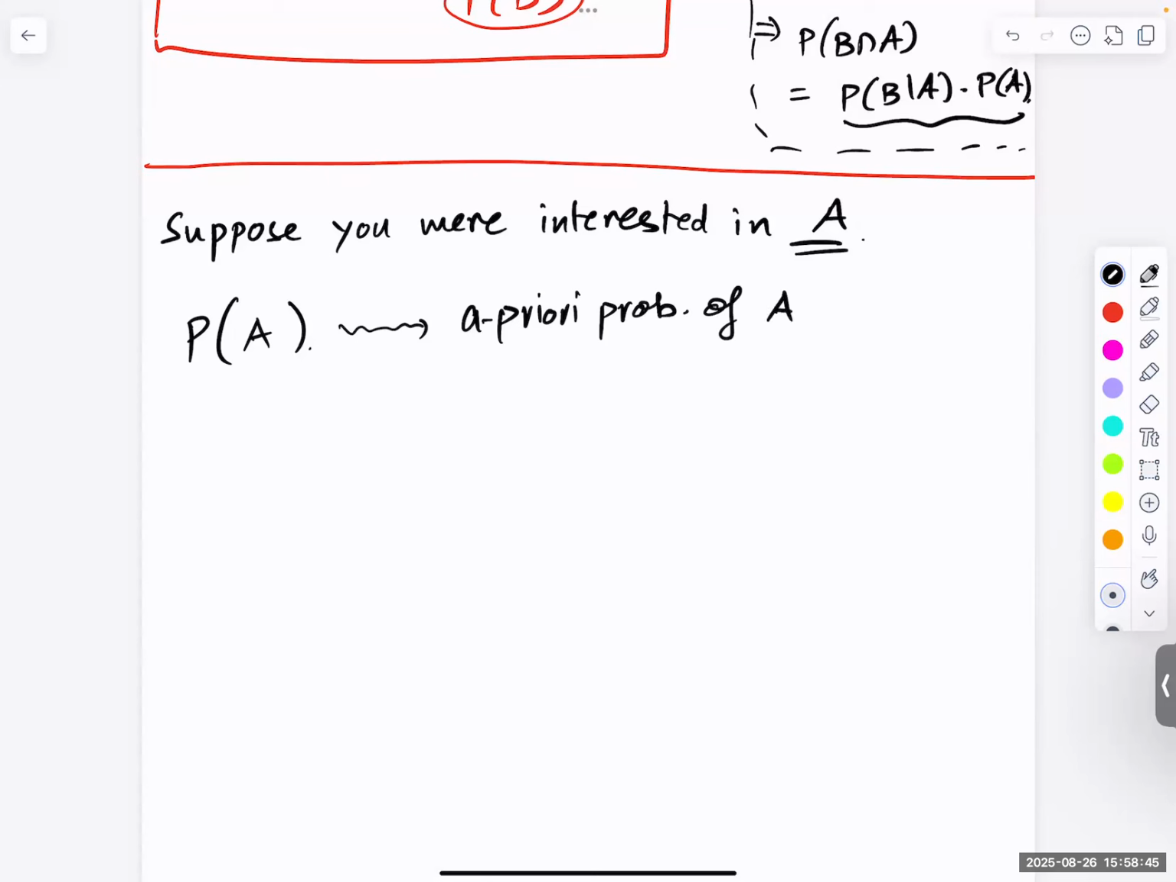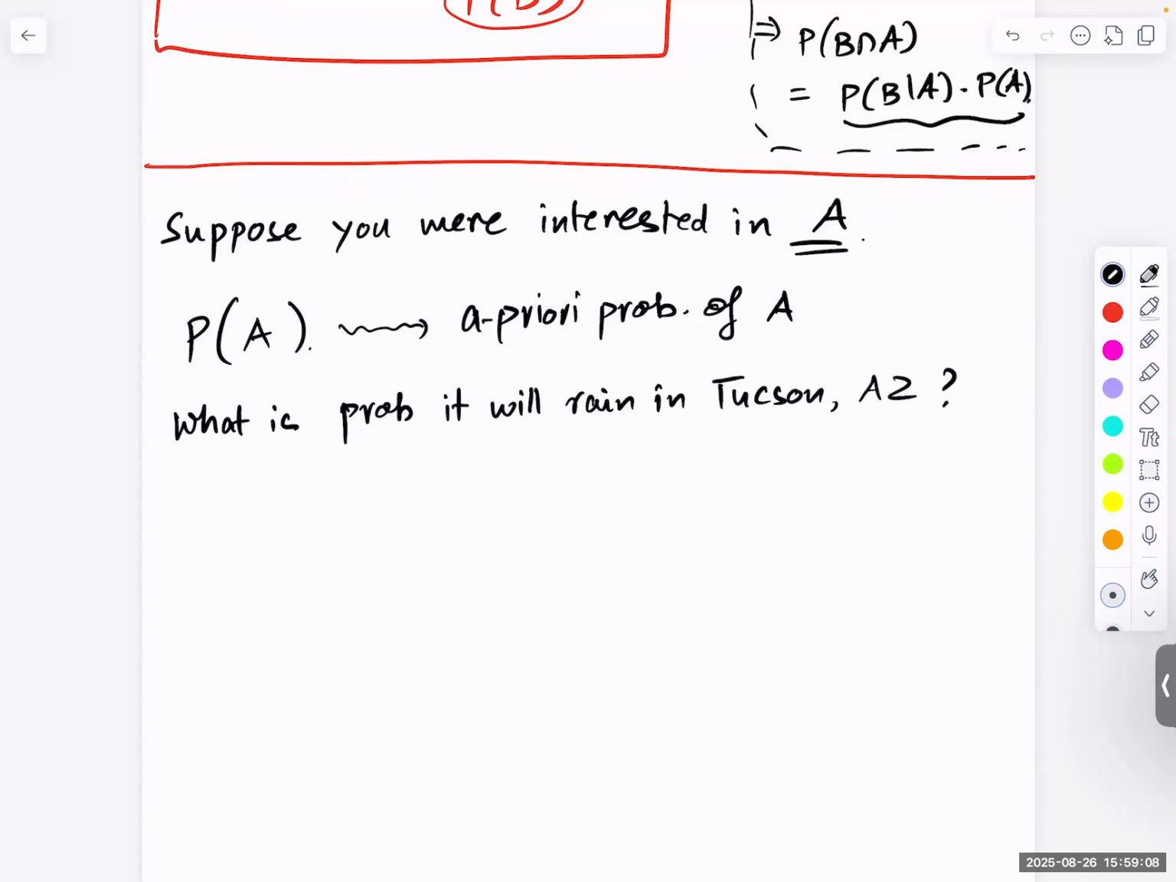Okay. So to put it in context, let's take an example. Suppose we think about predicting whether it's going to rain or not. Let's say I ask you, what is the probability it will rain in Tucson, Arizona? Maybe you're going to look at the historical data and you're going to say, okay, the probability, without any other additional information about today, it will rain.